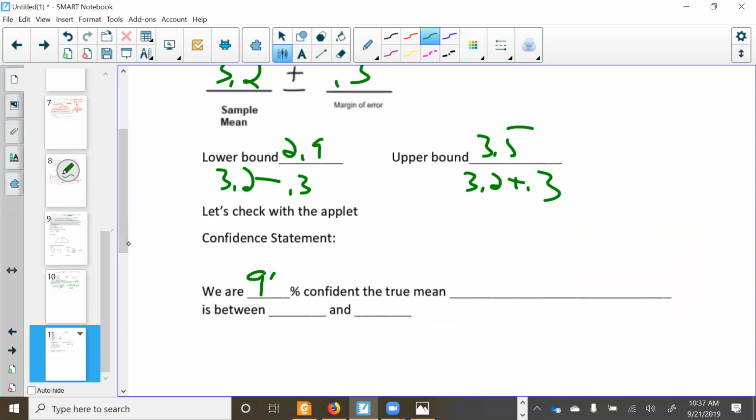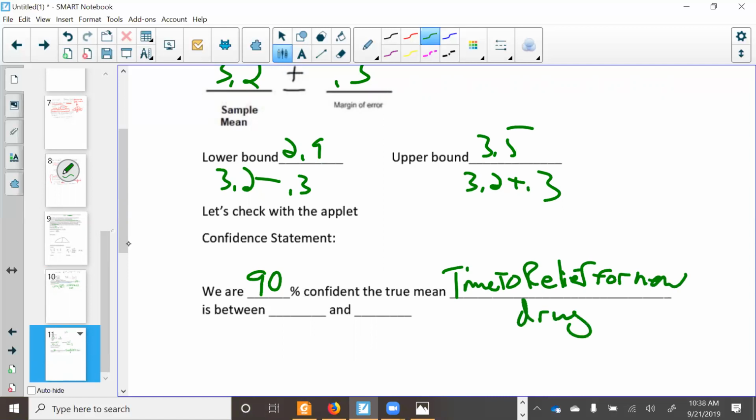So I'm 90% confident the true mean time to relief for the new drug is between 2.9 minutes and 3.5 minutes.